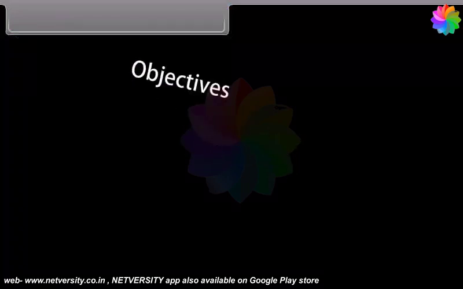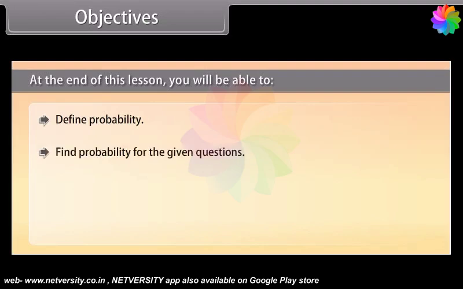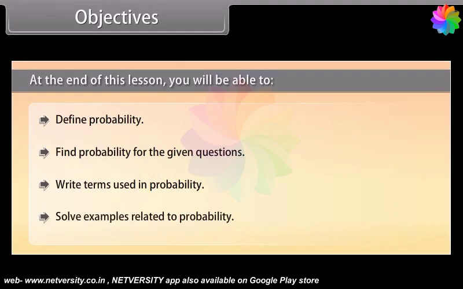Objectives. At the end of this lesson, you will be able to define probability, find probability for the given questions, write terms used in probability, solve examples related to probability.